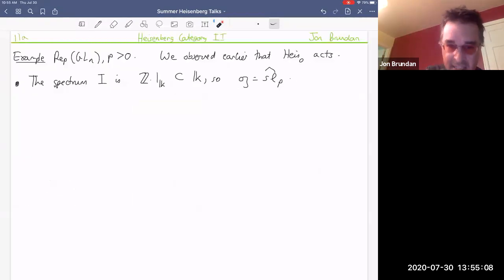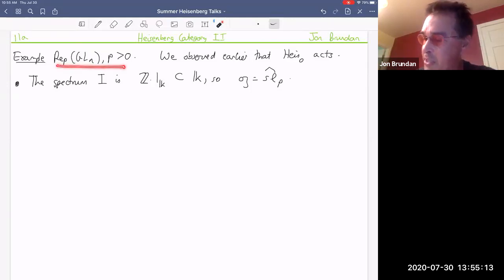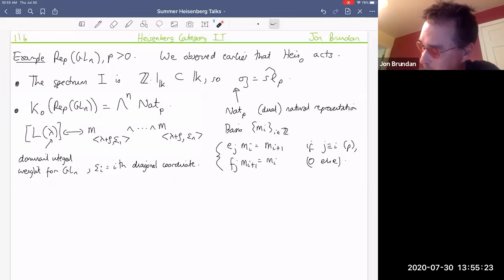So I was going to just mutter something very quickly at the end with an example. My favorite example is rational representations of GLN. So the Heisenberg acts, and the spectrum is just generated by one. In this case, you can identify what the Grothendieck group is. It's a module for the Lie algebra SLP hat because of what the spectrum is. It's just the natural level zero representation of SLP hat. And then the Grothendieck group of rep GLN is the nth exterior power of that natural representation.